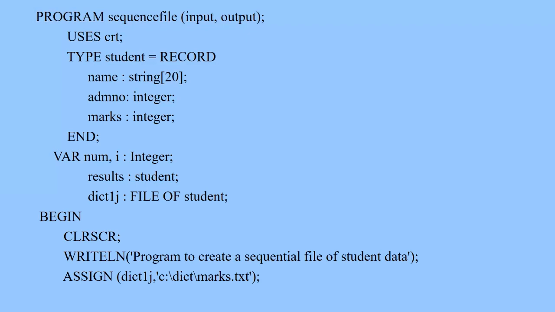And then we assign dict1j the following: marks.txt. So assign dict1j, then that is the full name for our file called marks, which is a text file. And then we rewrite dict1j.